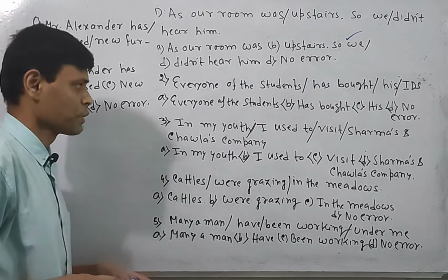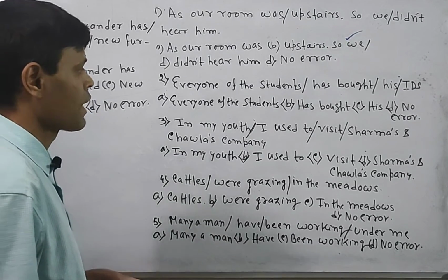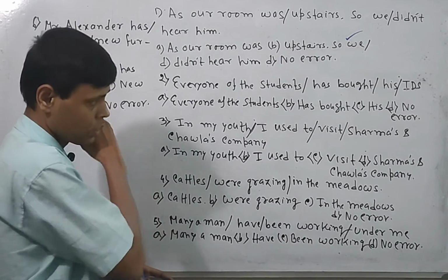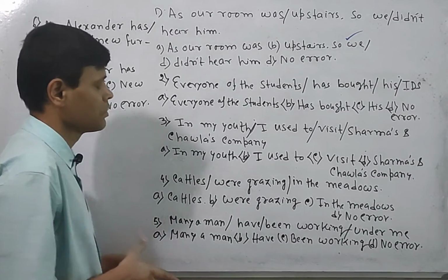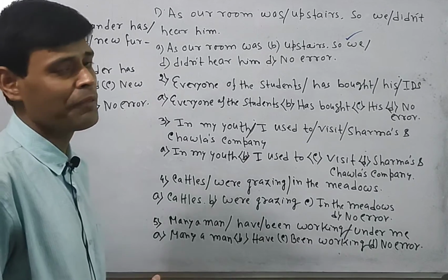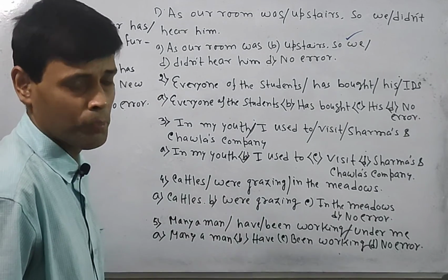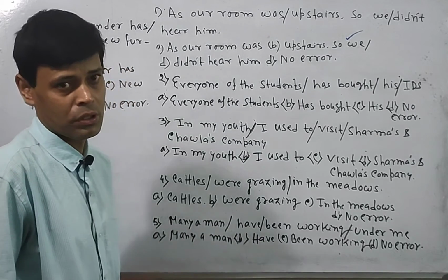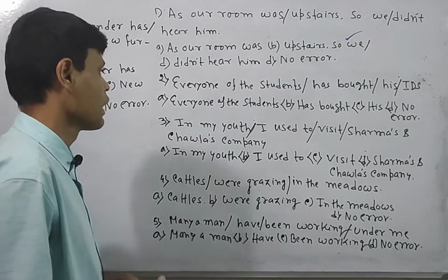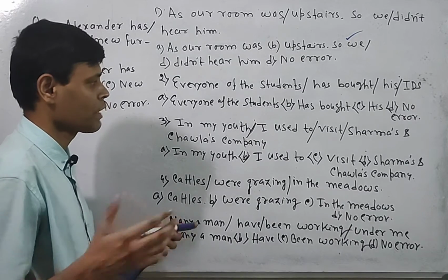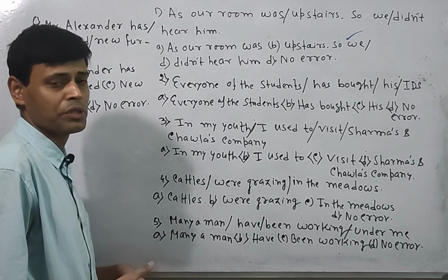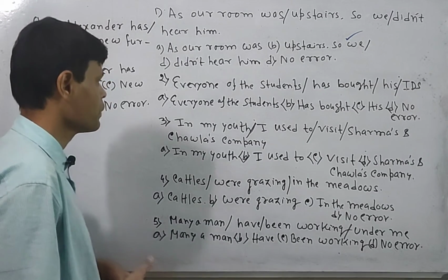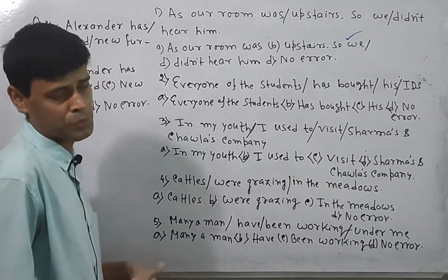Every one of the students has brought his IDs. Now be careful. We never say "every one of the students", but we should always say "each one of the students". Every one of the students, it is not about using English or pronoun like this, rather it should be each one of the students.